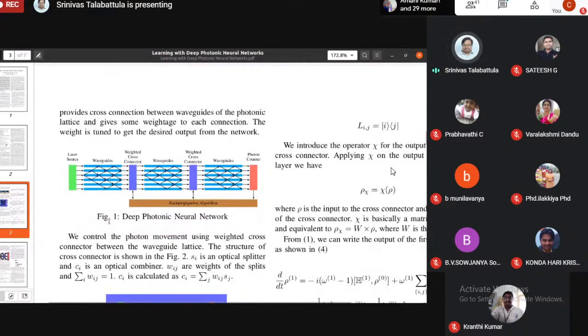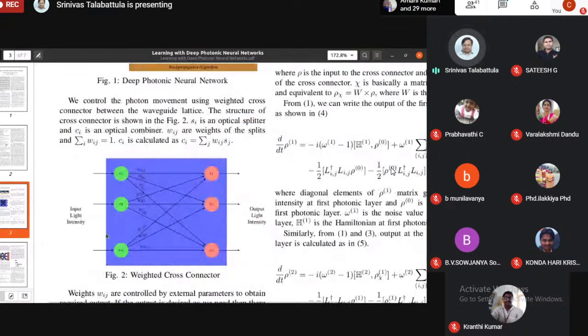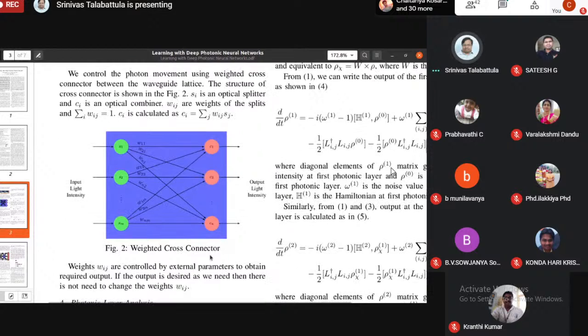So I would like to now go to the equation. You see, of course, this is a weightage. The second picture will show you weighted cross connectors. You have input light, several input light signals, and then each of these S1, S2, S3 are the first layer of inputs, and the weightages are there here. These are the outputs, C1, C2, Cn.